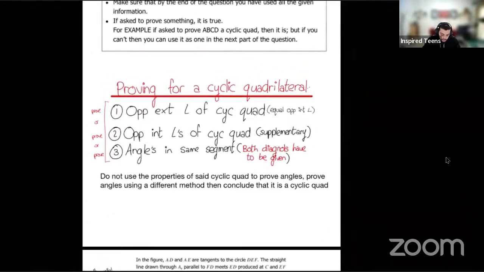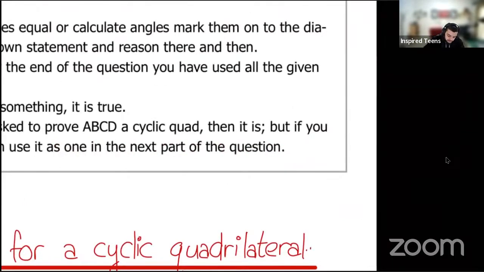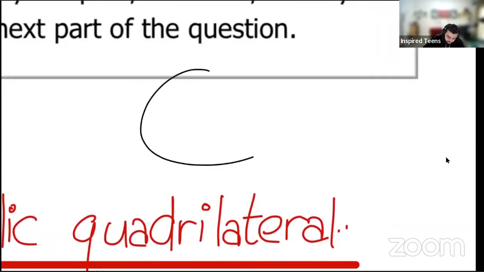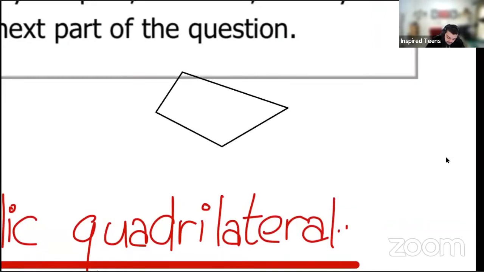Now, one thing that's really important, and sometimes students either get it or they don't. Let's just say we draw in this cyclic quadrilateral guy, right?